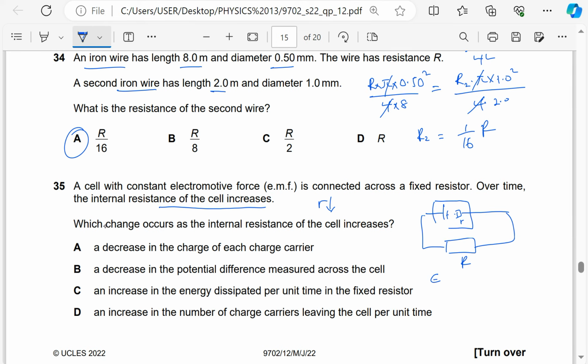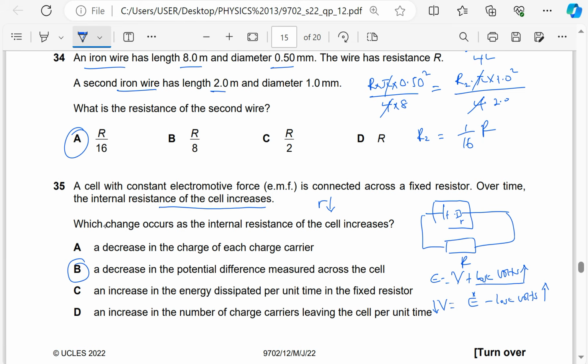We know that the EMF is equal to the terminal PD plus the lost volts. So if the internal resistance increases, it means the lost volts, this part here, increases. If I make V the subject, V is equal to E minus the lost volts. If the lost volts increase, remember E is a constant, it means the terminal PD is going to decrease. So a decrease in the PD measured across the cell, which is the terminal PD. So the answer is going to be B.